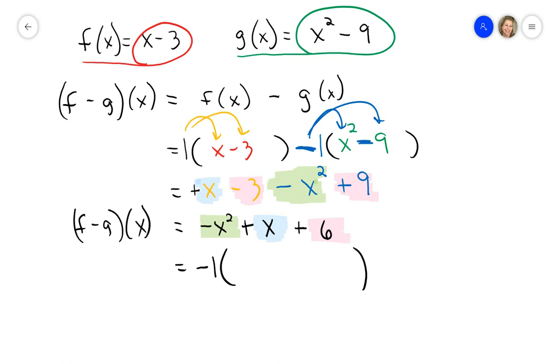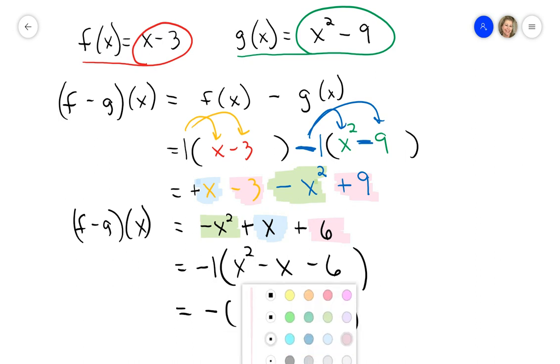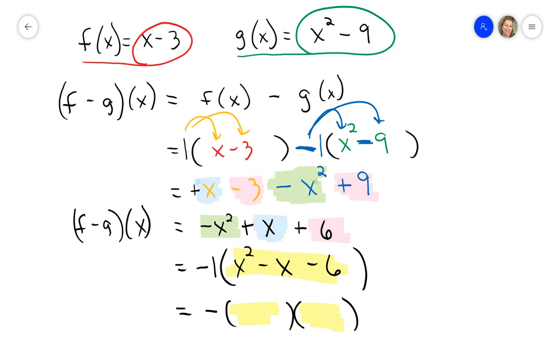And that's going to change the signs of the negative x squared plus x plus 6. It's going to be positive x squared minus x minus 6. But that negative invisible 1 is still there, and they'll just write it as a negative sign. And then you factor the trinomial. You are going to factor this into 2 binomials. And when I do this, I simply unfoil it. X squared comes from x times x.